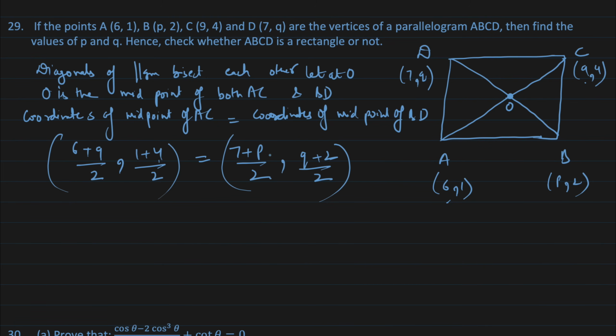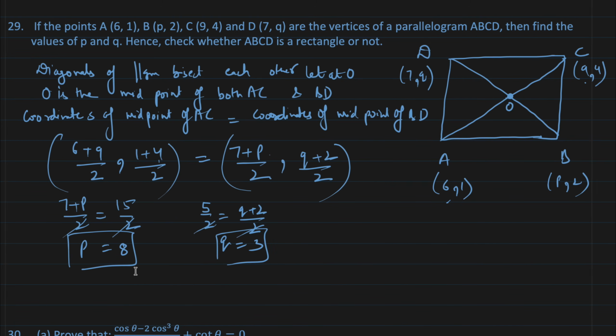Yeah, so you have 7 plus P by 2 equals 6 plus 9 is 15 by 2. So from here 2 cancel, P comes out to be 15 minus 7, 8, right? So we got P as 8. Fine. Now from here, what you get, 1 plus 4 is 5 by 2 equals Q plus 2 by 2, 2 cancel, Q comes out to be 5 minus 2, 3. So you got P and Q, 8 and 3, right? So 1 mark for all this part, half mark for this calculation. Yeah, 1.5 marks done. 1 here, half here.